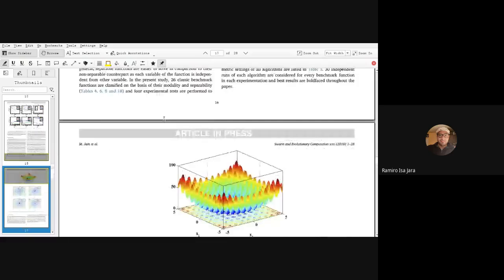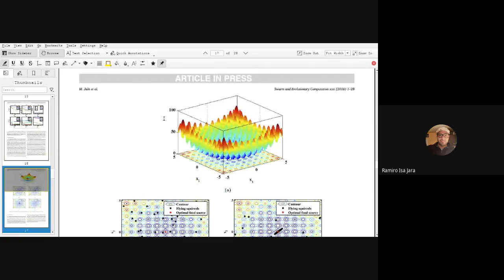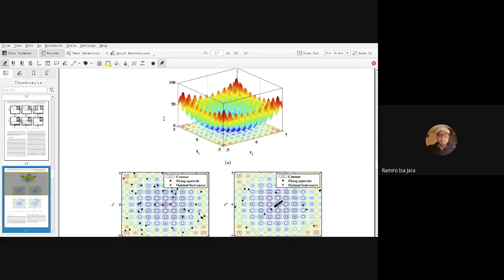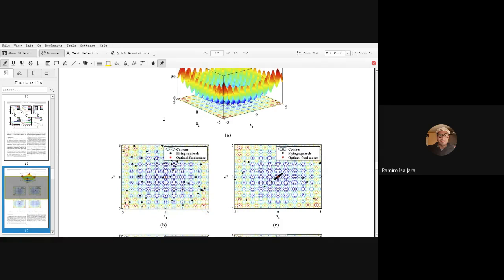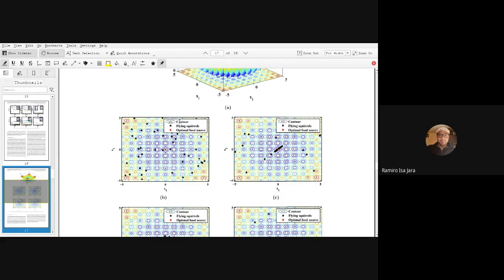Another function is presented in this image. Complex optimization problems can be described in any dimensional space. In this case, this function is a very commonly used function to evaluate algorithms, where the best solution is found in the center of the function.